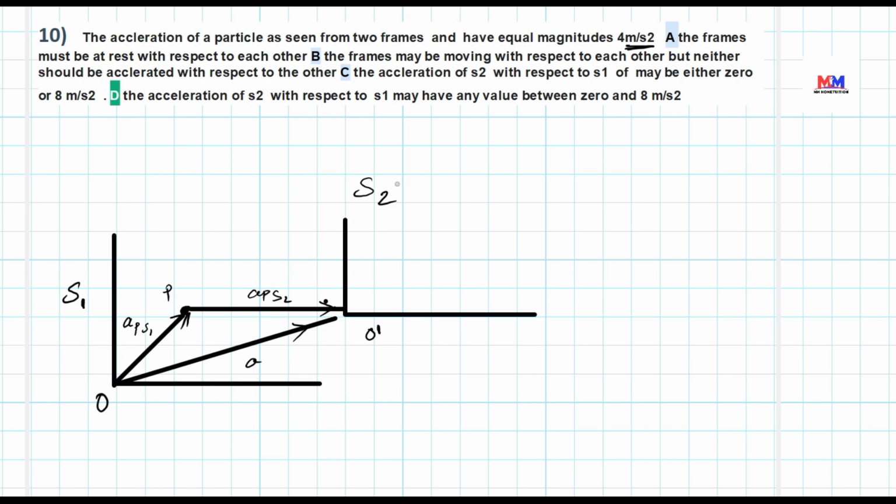So these are two frames of reference, and it is given that the acceleration AP S1 is equal to the acceleration AP S2, which equals 4 meter per second square. The acceleration of the particle with respect to both the frames of reference is 4 meter per second square. That is already given. So we have to find what would be the answer.